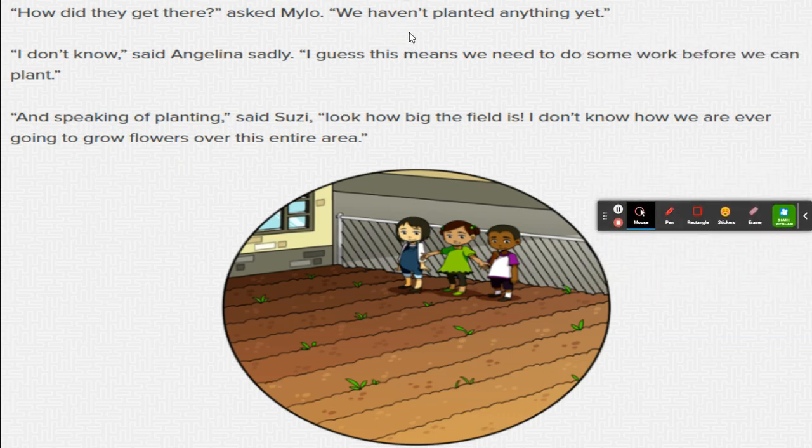"How did they get there?" asked Milo. "We haven't planted anything yet." "I don't know," said Angelina sadly. "I guess this means we need to go do some work before we can plant." "And, speaking of planting," said Susie, "look how big the field is. I don't know how we are ever going to grow flowers over this entire area."